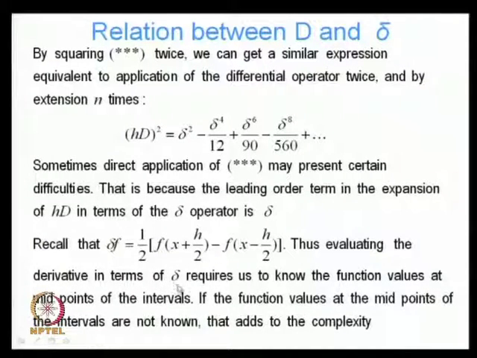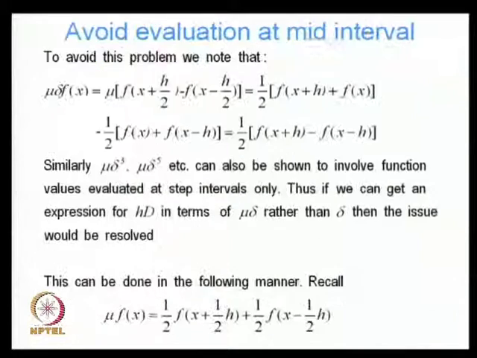Evaluating the derivative D in terms of delta, therefore, requires us to know the function values at midpoints of the intervals. If the function values at the midpoints are not known, that adds to the complexity, meaning the cost, right. We have to evaluate the function. So, it is always better if we can get the difference operators in terms of function values at the grid points, at x plus h, x plus 2h, x minus h, and so on. How do we avoid this problem?